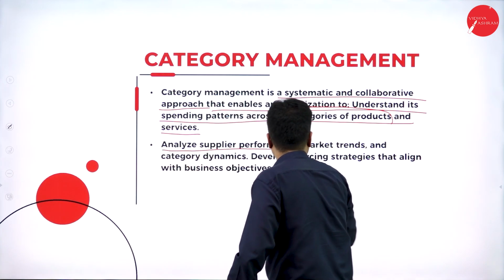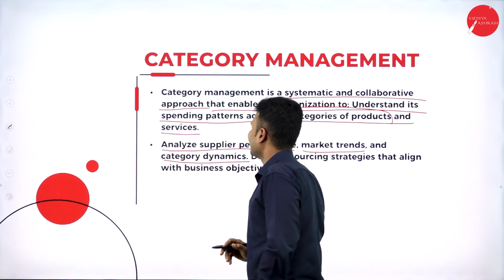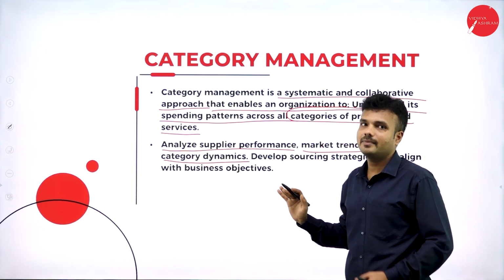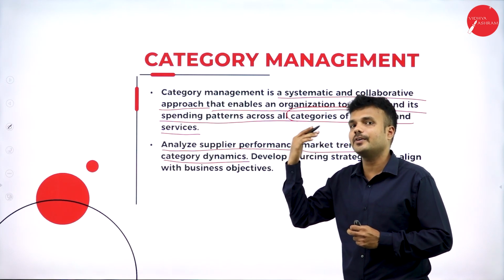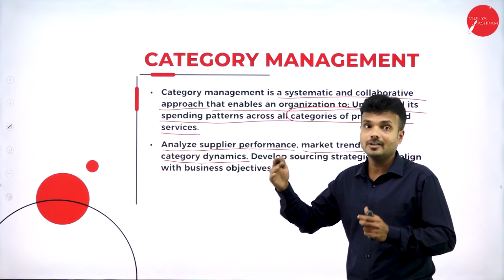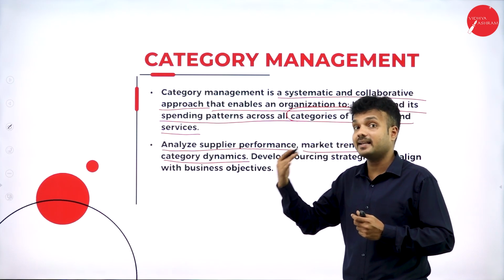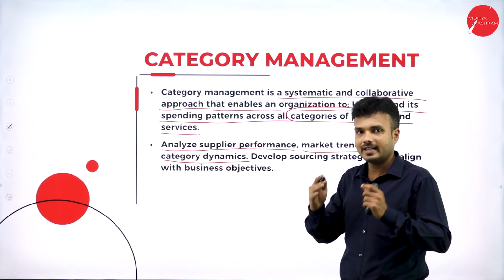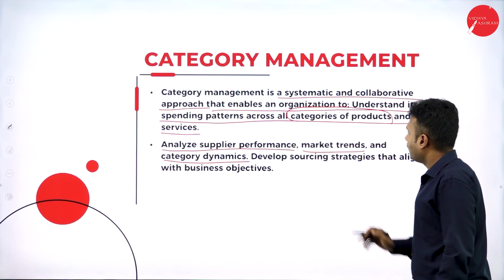Analyze supplier performance, market trends and the category dynamics. So this system also analyzes the supplier performance, means how the supply chain is going to work in the various segments of the product. Means there is no regular supply of each and every segment of the product. One product may be regularly in supply and another product may not be regular in supply. So it is going to collect the relevant information regarding the supply of that particular group of product. And market trends.